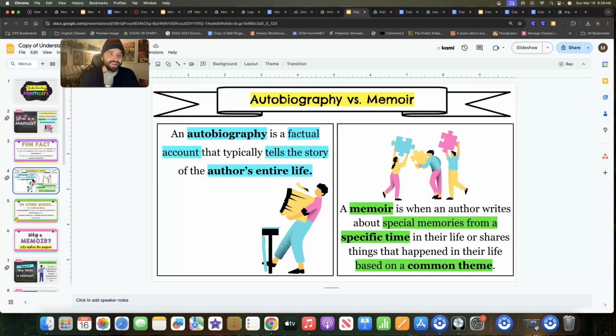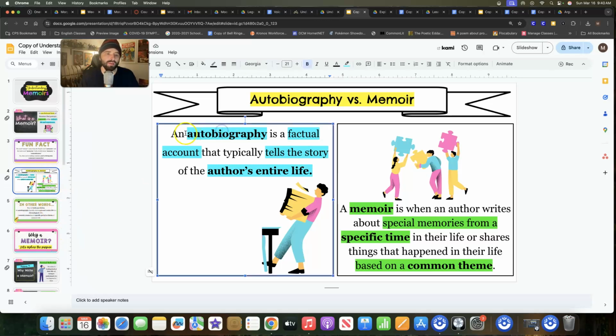So in thinking about a memoir, it is an autobiography essentially, okay? But remembering an autobiography is a factual account that typically tells the story of the author's entire life, while a memoir is when an author writes about a special memory from a specific time in their life or shares things that happened in their life based on a common theme.